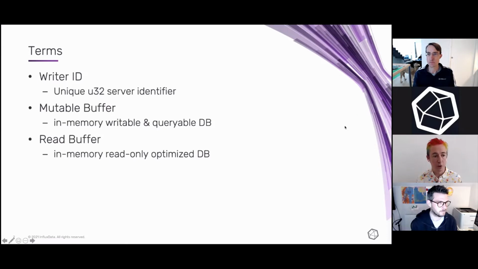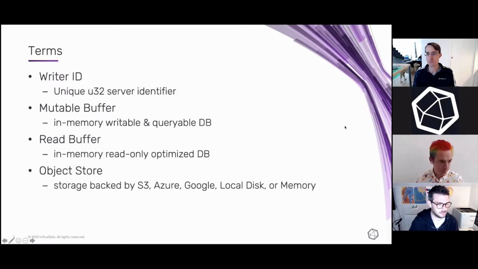There's another buffer called the read buffer, and this is an in-memory read-only optimized database. The idea is it's optimized with compression and query speed and all sorts of stuff like that, but writes only happen in very large blocks. There's obviously object store. When I refer to object store, I'm referring to our abstraction around many different object stores. That could be backed by S3, Azure, Google, your local disk, or memory. Later we'll add other object stores like Ceph and Minio.